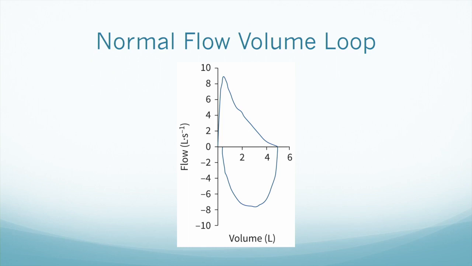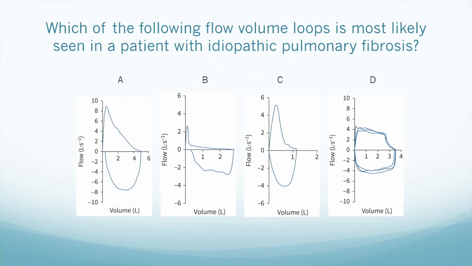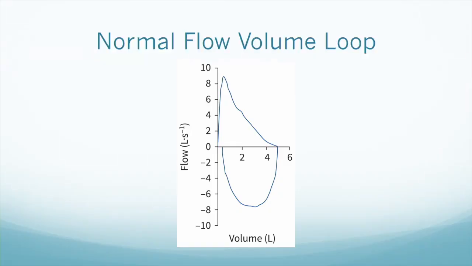Okay, so again, I don't think the audience response was working, but the correct answer is C, idiopathic pulmonary fibrosis. We'll talk about that more shortly, but that's an interstitial lung disease that causes a restrictive pattern, seen in choice C. Going through the other choices, this is a flow volume loop. On our y-axis, we have the airflow. On the x-axis, we have the lung volume.